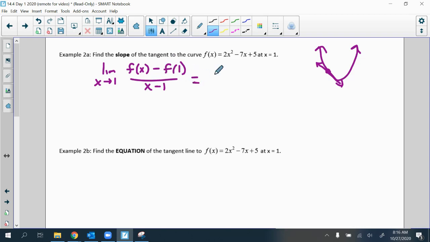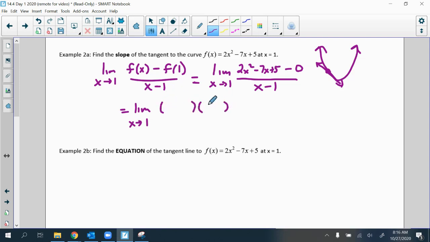So for f of x, I have to continue to write limit until I actually substitute 1 in. So I have 2x squared minus 7x plus 5 minus f of 1. What was f of 1? f of 1 was 0, over x minus 1. So now I continue to do the algebra. Limit as x approaches 1. If I'm going to factor the numerator, notice that I subtracted 0, which doesn't really do anything. So I factor it. I have 2x and x, minus 5, minus 1. So then if I multiply it back out, I get 2x squared minus 7x plus 5.